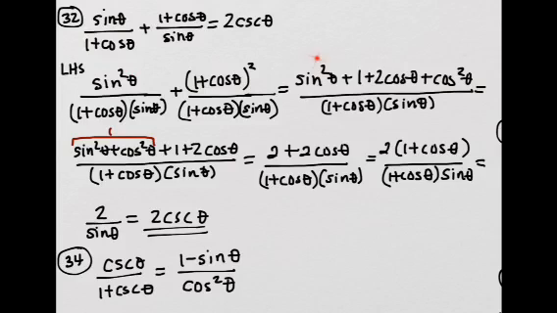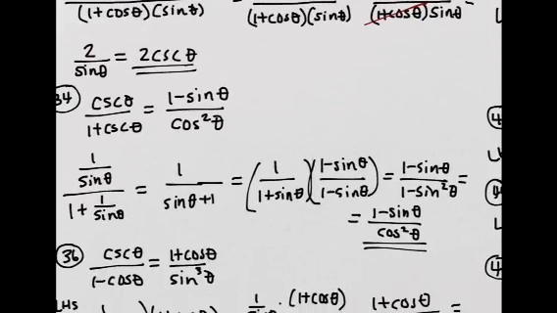And I notice that I have a sine squared and a cosine squared, so I put them together. That gives me 1. And I already had 1 plus 2 cosine theta, so 1 plus 1 is 2. Okay, so this is what we have now. I factored out a 2 from the numerator, so it's right there. There's that factor. And 1 plus cosine theta and 1 plus cosine theta do reduce to 1. And so now I have 2 over sine theta, which is 2 cosecant theta.